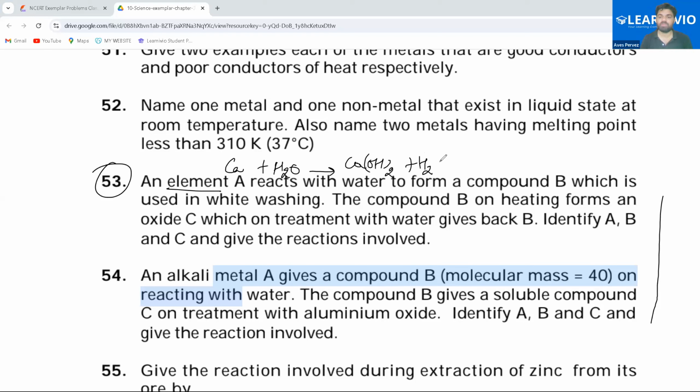Compound B on heating forms a compound C, which on treatment with water gives compound A. So when you heat compound B, calcium hydroxide, it gives you CaO plus H2O, water. This is compound C, and when it reacts with water again, it gives you B back. So this reaction will reverse: C plus water will give you B again.